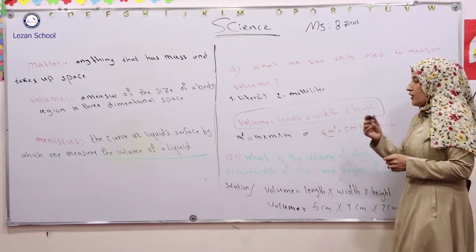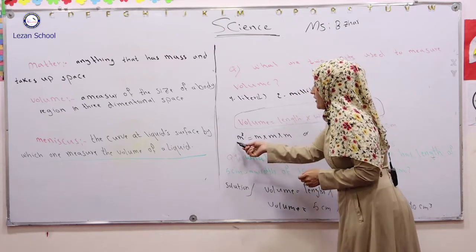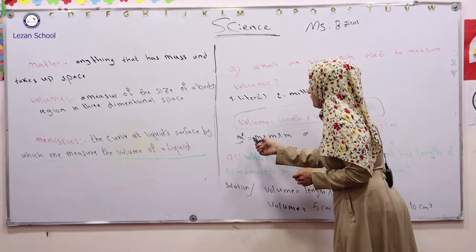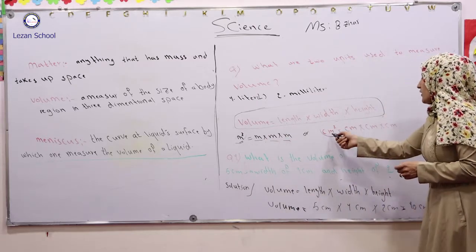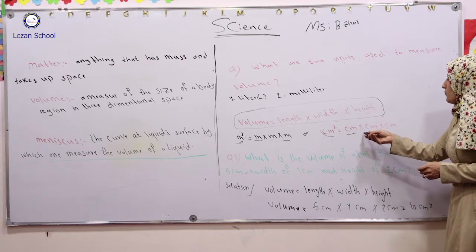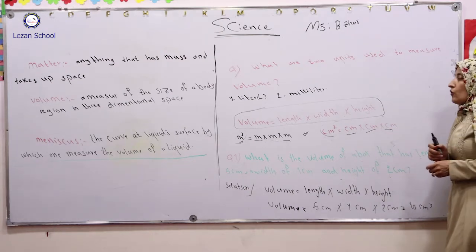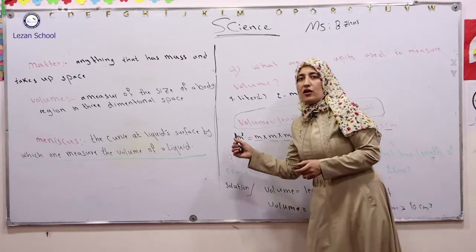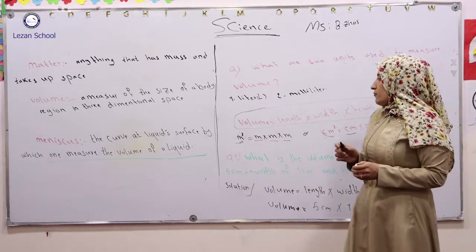Now I'm going to tell you where this cubic meter comes from. Cubic meter comes from multiplying meter by meter by meter, or cubic centimeter comes from multiplying centimeter by centimeter by centimeter. So we must use cubic meter or cubic centimeter to express the volume of solid matter.